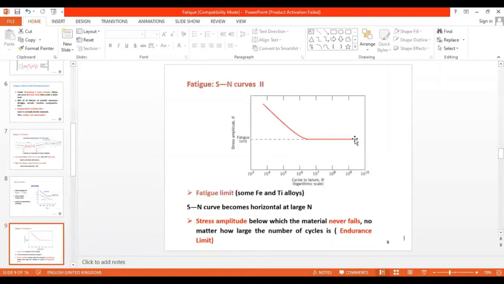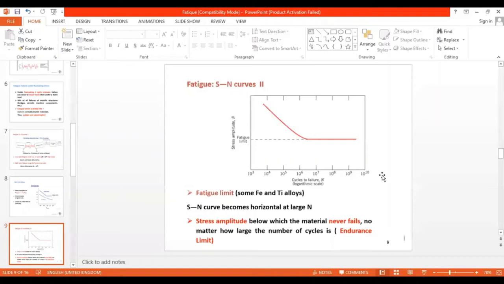The SN curve becomes horizontal at large N. So when you keep on increasing the number of cycles N, this will be horizontal. This is the stress amplitude below which the material never fails, no matter how large the number of cycles is. So below this stress amplitude, the material will never fail, no matter how large the number of cycles is.